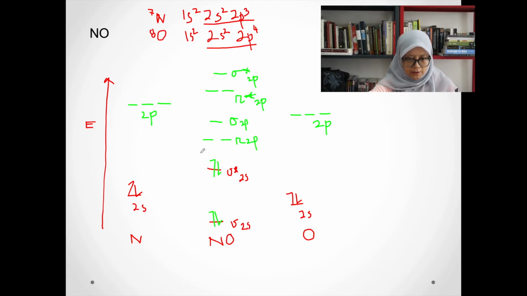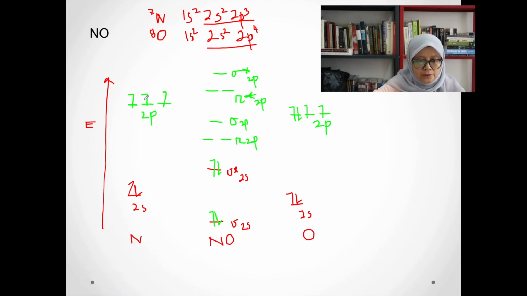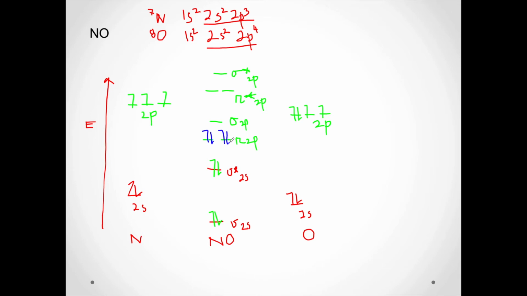So how many electrons do we have here for nitrogen? 3, 1, 2, 3. And this one we have 4, 1, 2, 3, and also 4. Let's change the pen color. So 3 plus 4 you will have 7. So fill up: 1, 2, 3, 4, 5, 6, and also 7. So this is the molecular orbital for NO.